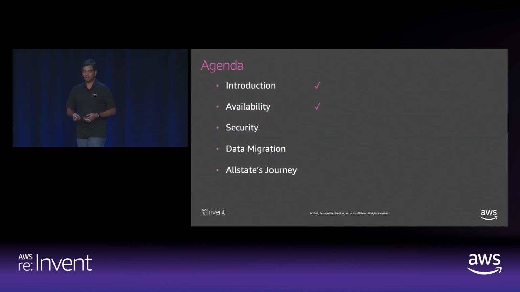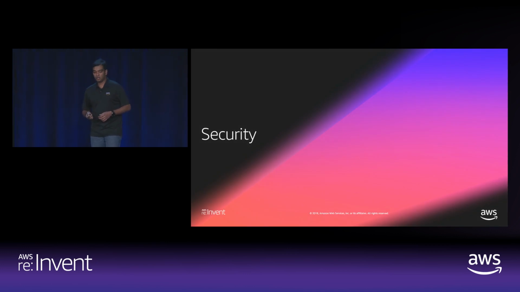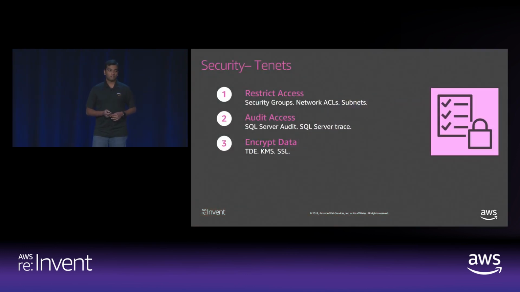So with that, that was availability. Now let's move on to security. The three things we think about with regard to security are: restrict access as far as possible, audit access, and encrypt data.